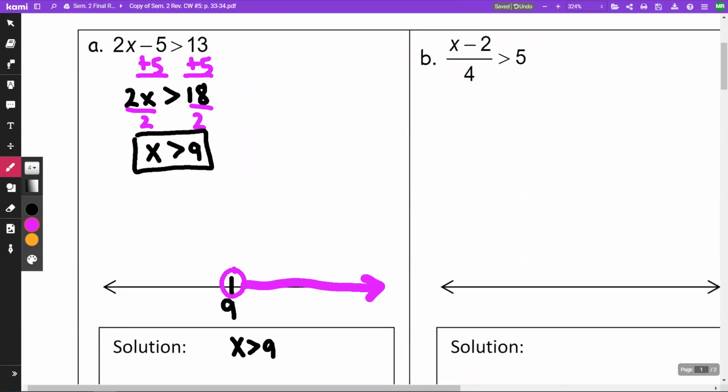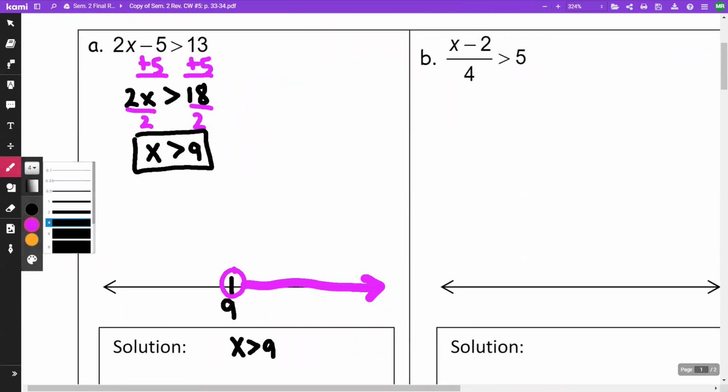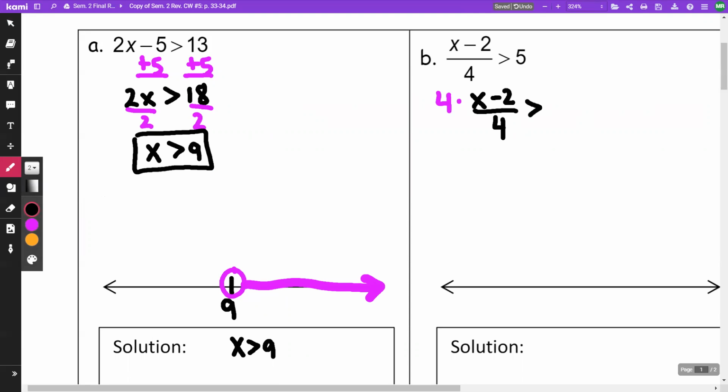On number 2, for this one, I personally would multiply both sides by 4. So I'm going to be having 4 times the quantity x minus 2 over 4 greater than 4 times the 5. So I'm multiplying both sides by 4. I'm doing this to fraction bust. So this 4 and this 4 are going to cancel out. And I'm allowed to multiply or divide by a positive. My inequality does not change.